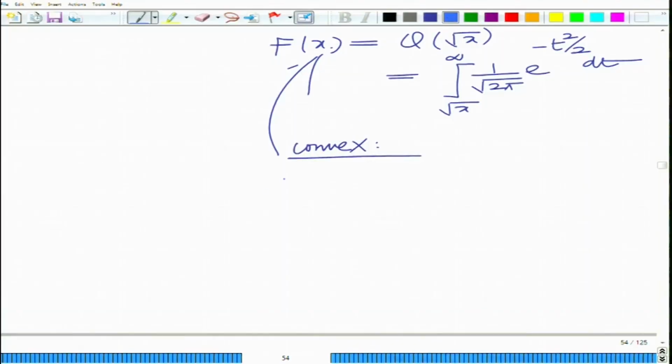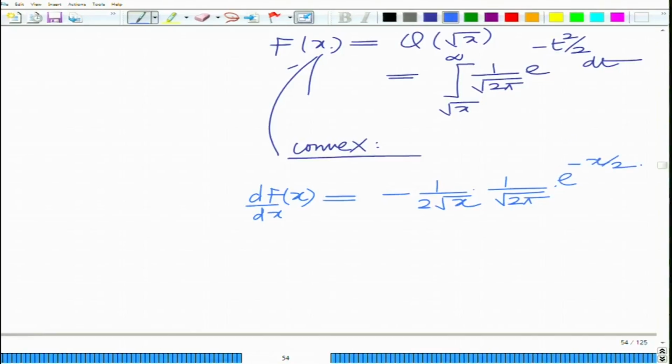If you differentiate, df by dx, remember, first the derivative of the top limit, but the top limit is infinity, it is a constant, so the derivative is 0, minus the derivative of the bottom limit. If you differentiate square root of x, you get 1 over 2 square root of x, times 1 over square root of 2 pi, which is a constant, times you have to substitute the lower limit in the integral, that is e raised to minus x by 2.